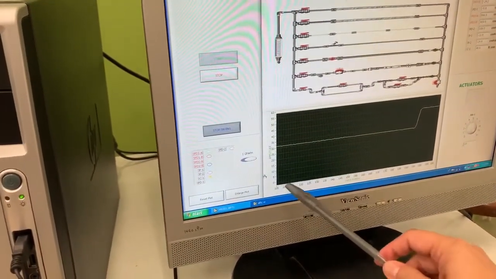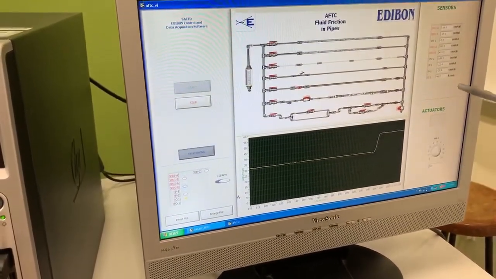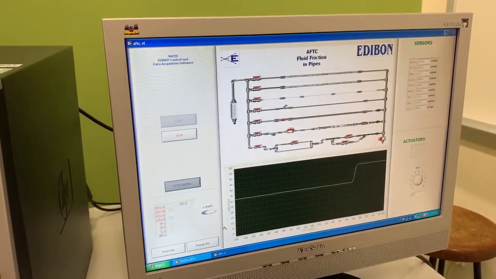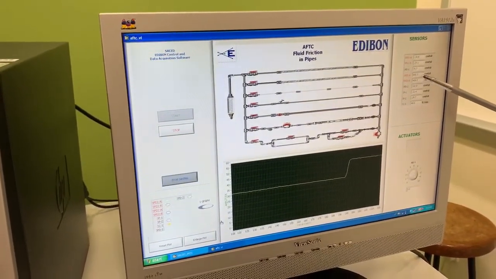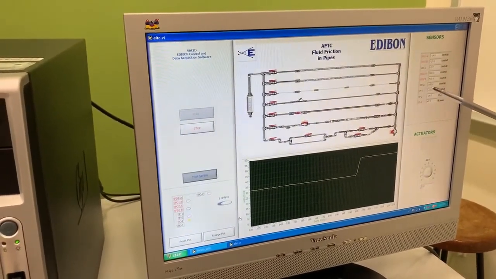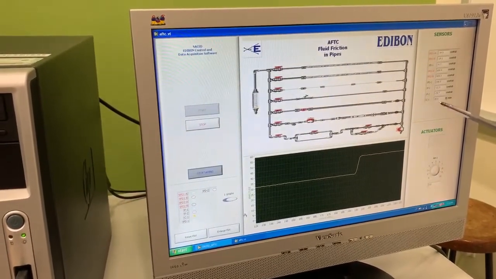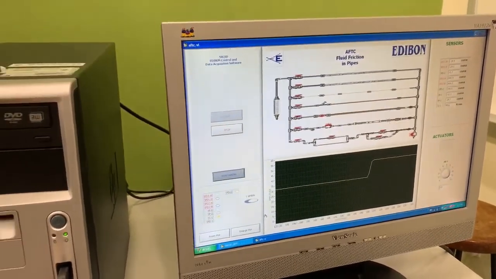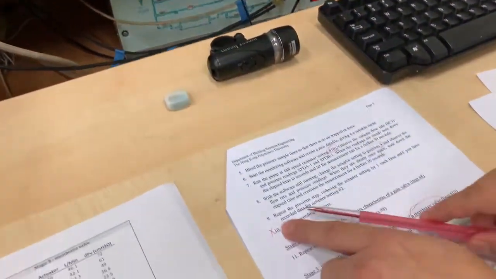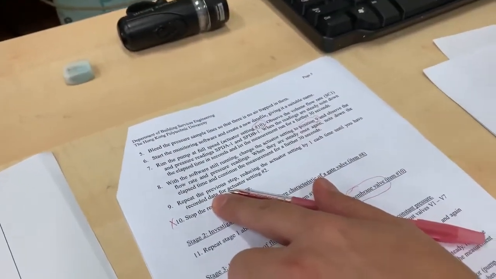It's the flow rate. The flow rate is showing there. So the first readings are the sensors SPD 2A and 2B, and the calculated differential pressure against the flow rate. We record down all these numbers, and then step number 9: repeat the previous step.